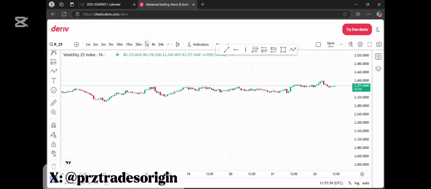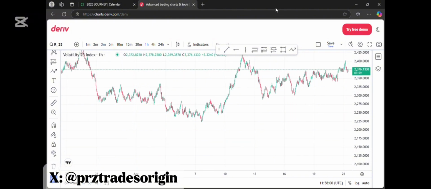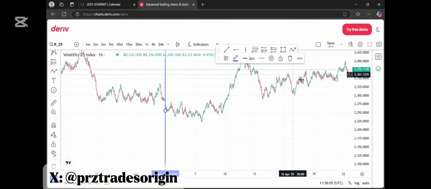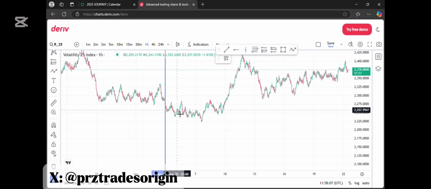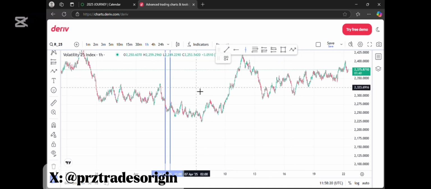Now, if you want to use kill zones, for example, every day, from 1 o'clock to 12 is when one should be looking for opportunities. That's the example of kill zones. From 1 o'clock to 12.